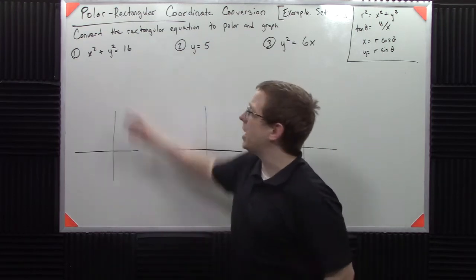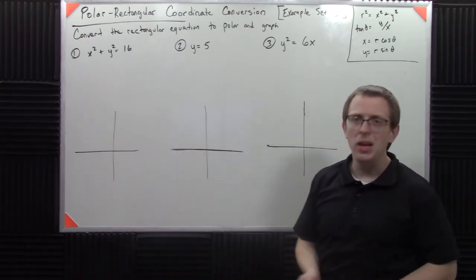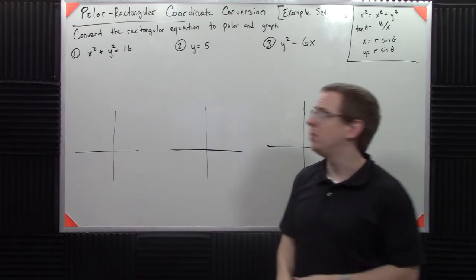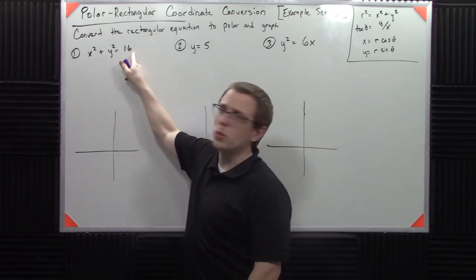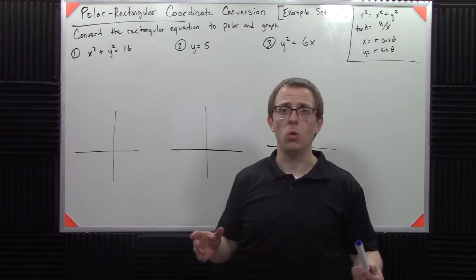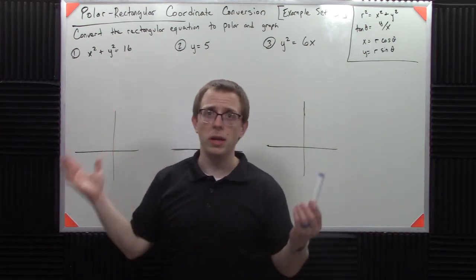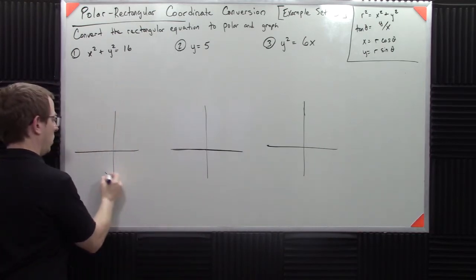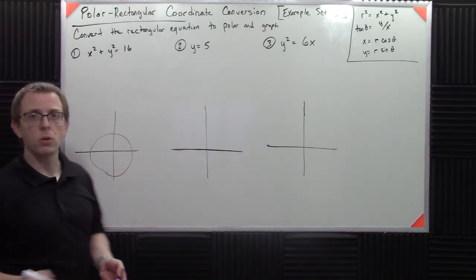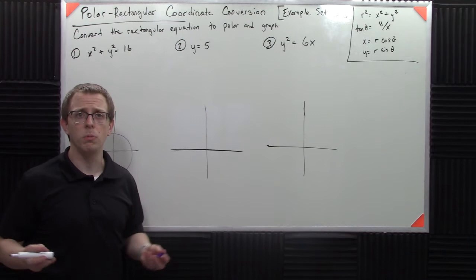So the first one is x squared plus y squared equals 16. Now, you know the graph of this thing, right? That's x squared plus y squared equals r squared. That's the equation of a circle, and the circle of radius 4. Right, I've got a circle of radius 4. Not the prettiest circle, but that's okay.